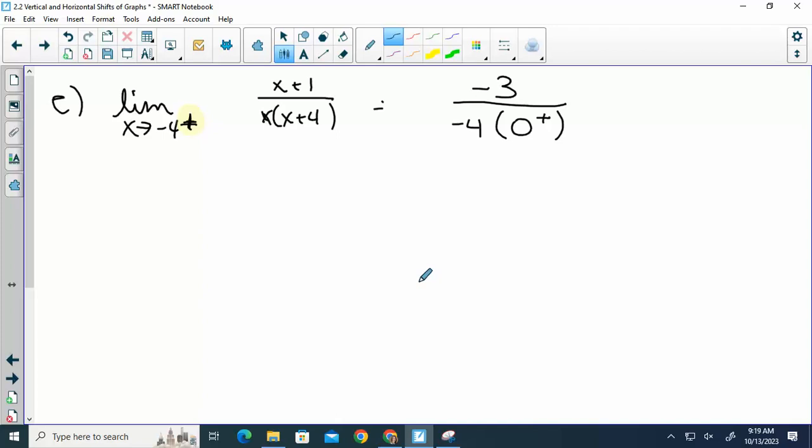Okay, let's think about this. On the bottom, if you have a negative times a positive, you're getting a negative. And the top is negative. A negative divided by a negative is positive, so positive infinity is our answer.